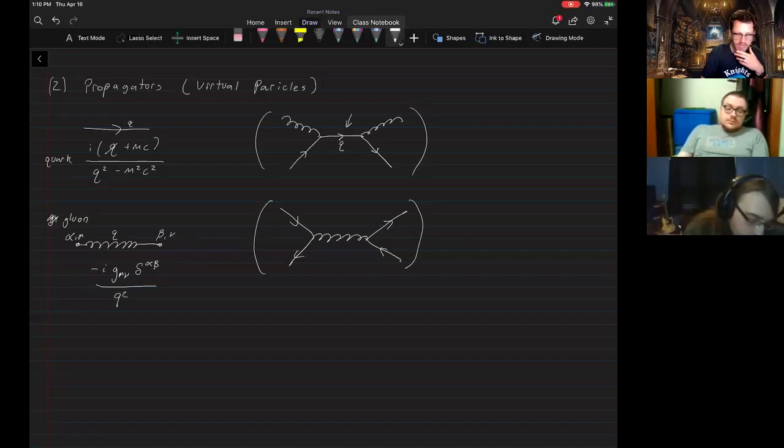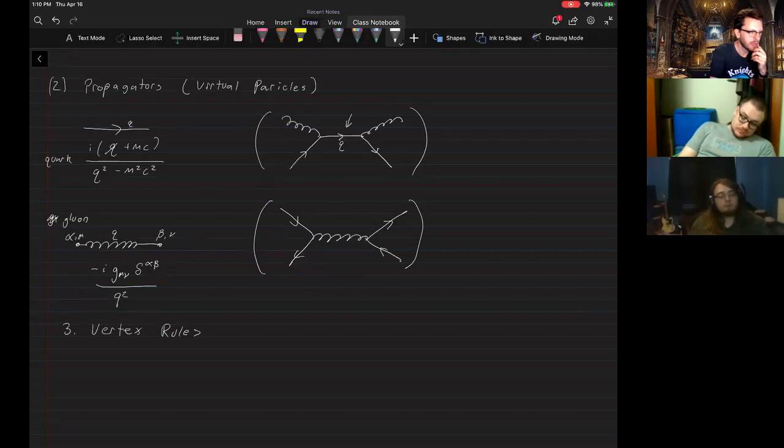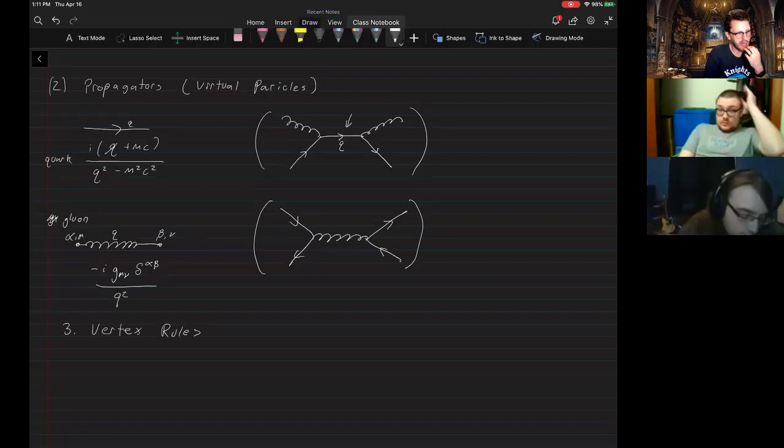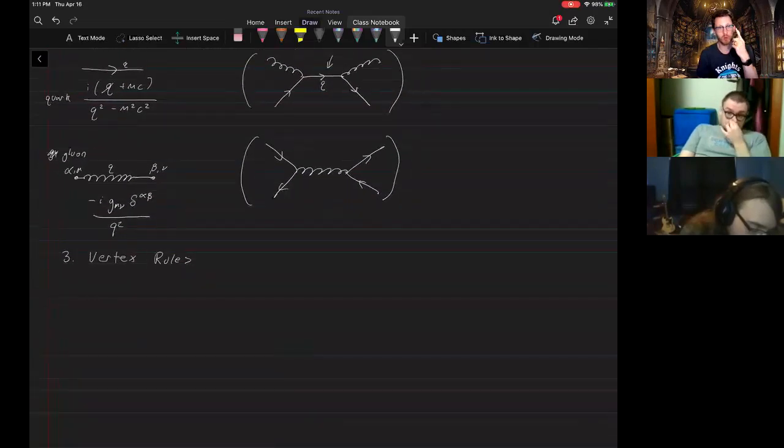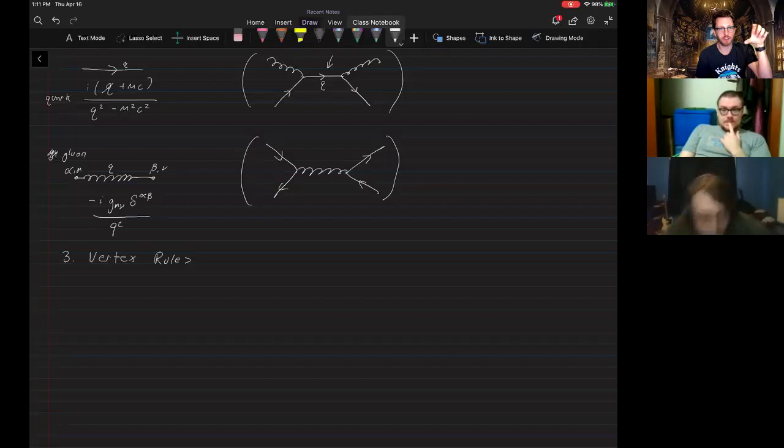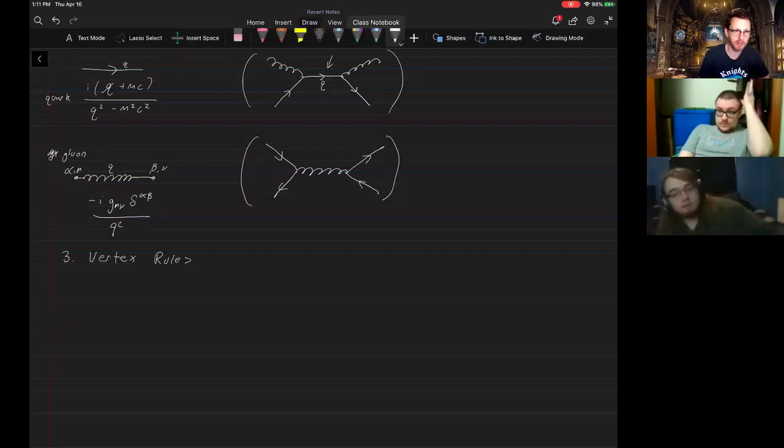What else do we need? So we have the particle states, we have the propagator rules. What's the last one we need? We need the vertex rules. Now, in QCD, it's a little more involved because we have 3 different types of vertices that we can write down. In QED, there was one and only one vertex, the charged particle coupling to the photon. Now we have 3 different vertices that we can write down.